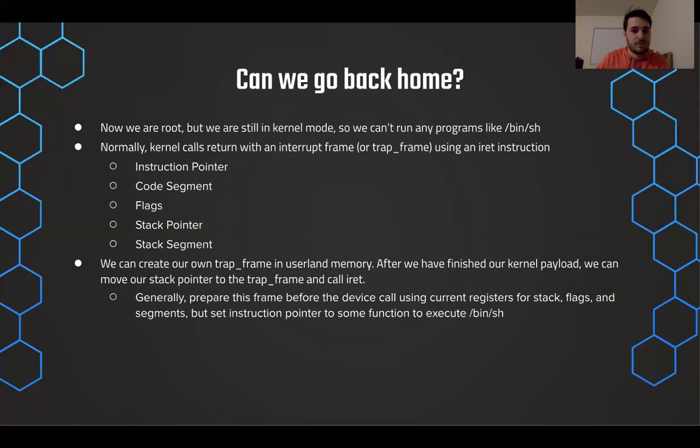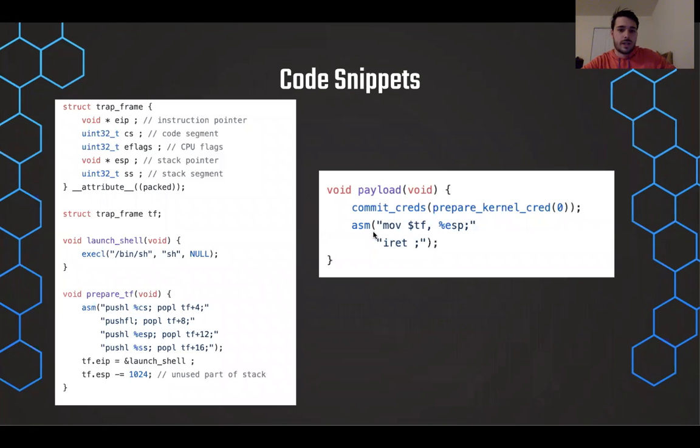Generally, you want to prepare this before your device is called. So you can just pop all of these registers into your own data segment or BSS in userland, and then you pivot there. When you do your iret, it'll just fix it all back for you. But you'll probably want to change your instruction pointer so you can actually call something useful. So you might as well just make a system("/bin/sh") function for the instruction pointer. The stack can stay the same. So this is generally how you go from kernel mode to user mode, and it's not super confusing. Here is a code snippet of how this would actually look when you're running it.